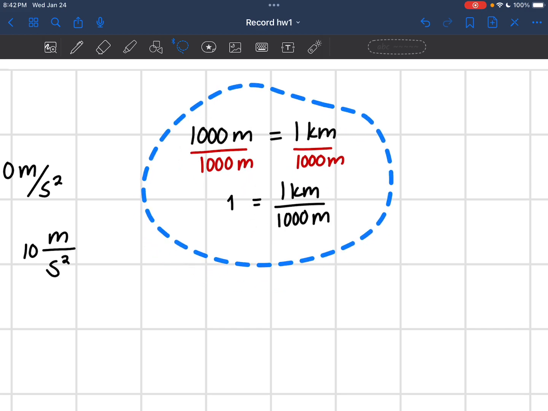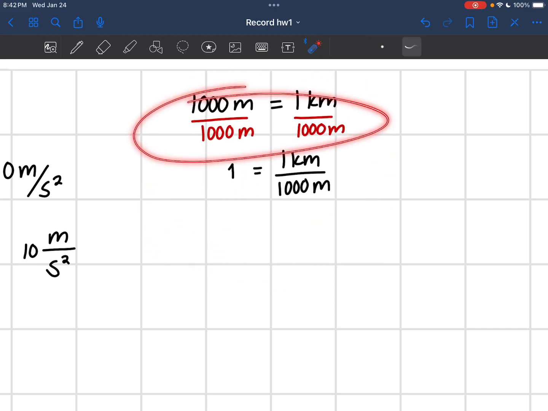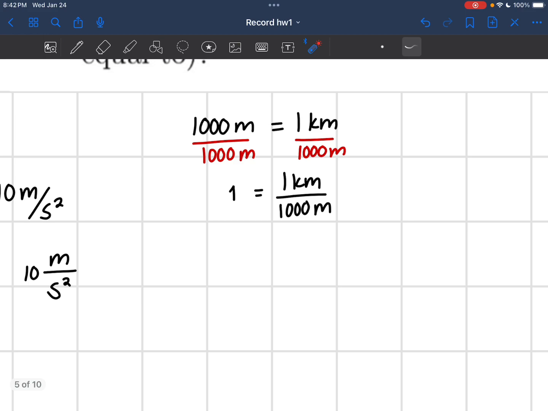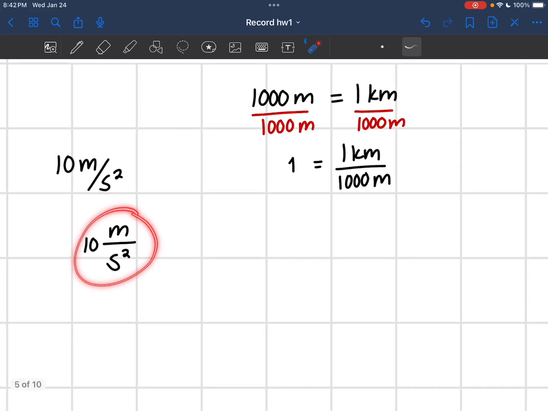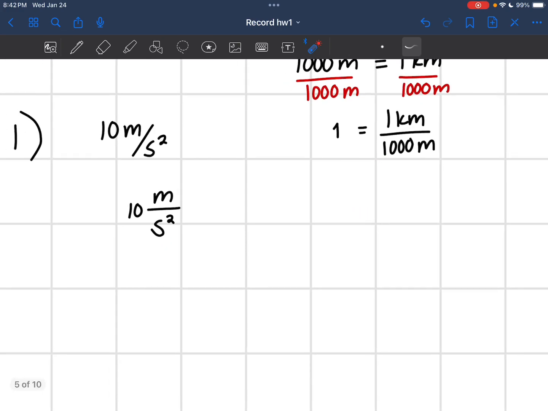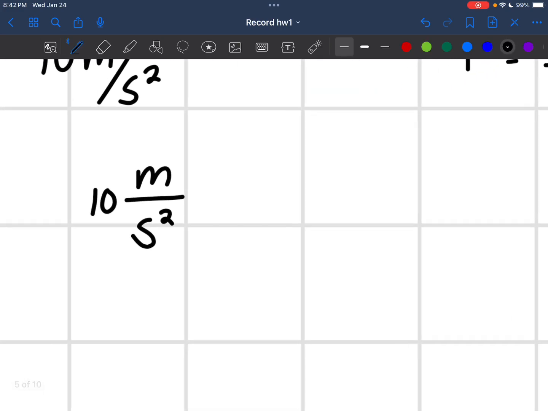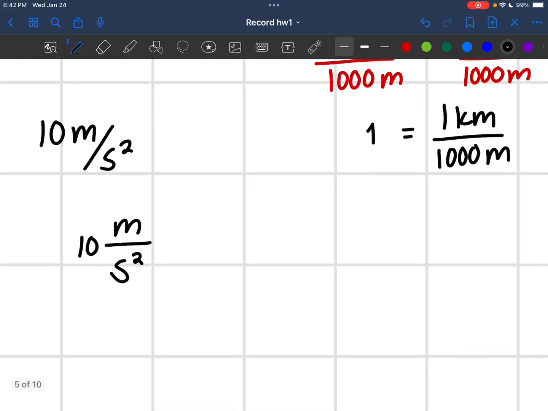So what this is telling us, and we did something like this in recitation as well, is that I can take this number and multiply it by 1 kilometer over 1,000 meters. And since I'm just multiplying by 1, it's not going to change the value that is being represented by these units. It's just going to change the units that are being used to represent that value. And it'll still be the same acceleration physically. We're just describing it in a different way.